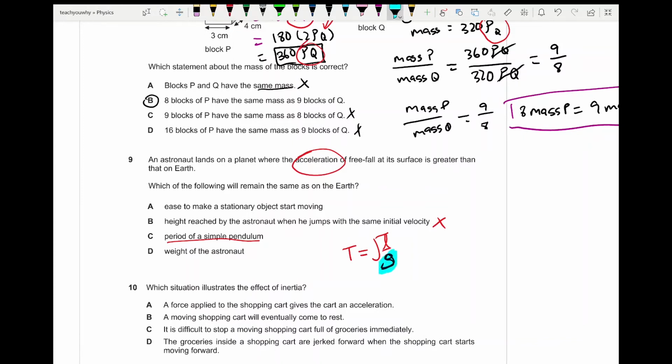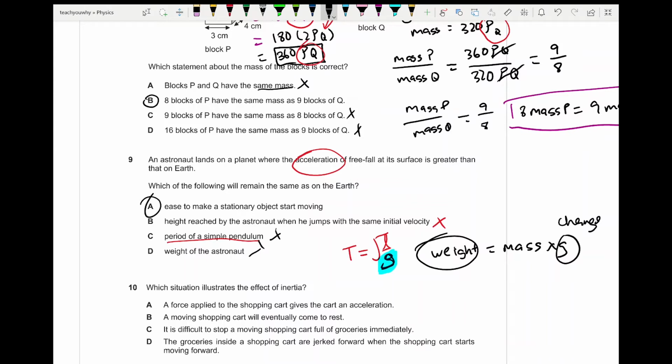What it means is that the period of the pendulum is dependent on gravity. So if you have different gravity, you wouldn't have the same period. All right. Weight of the astronaut definitely not. Why? Because weight is equal to mass times g. If g changes, your weight changes. Okay, so this is out, this is out, this is out. So the answer is A.